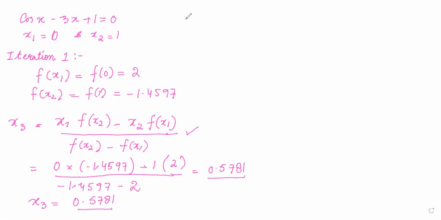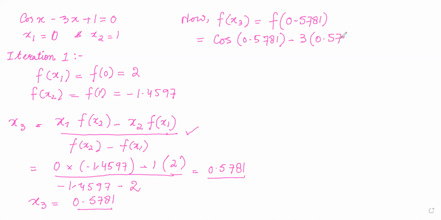Now obtain the value of f of x3. That becomes equal to f of 0.5781, which is equal to cos of 0.5781 minus 3 times 0.5781 plus 1. Once we solve it, the value of this equation is equal to 0.1032. This is the value of our f of x3.